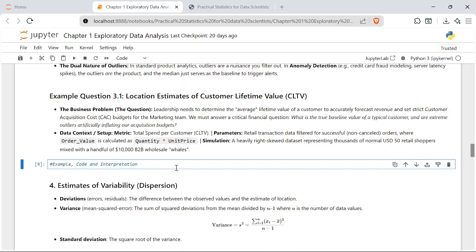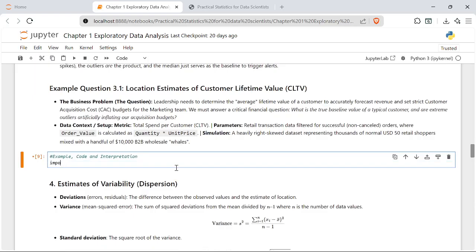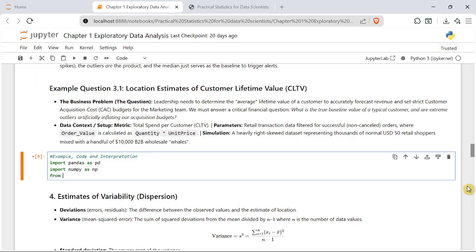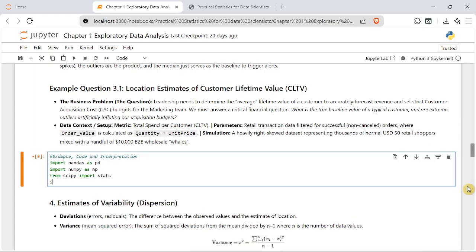Okay, so let's start coding. Import pandas as pd, import numpy as np, from scipy import stats, import matplotlib.pyplot as plt.